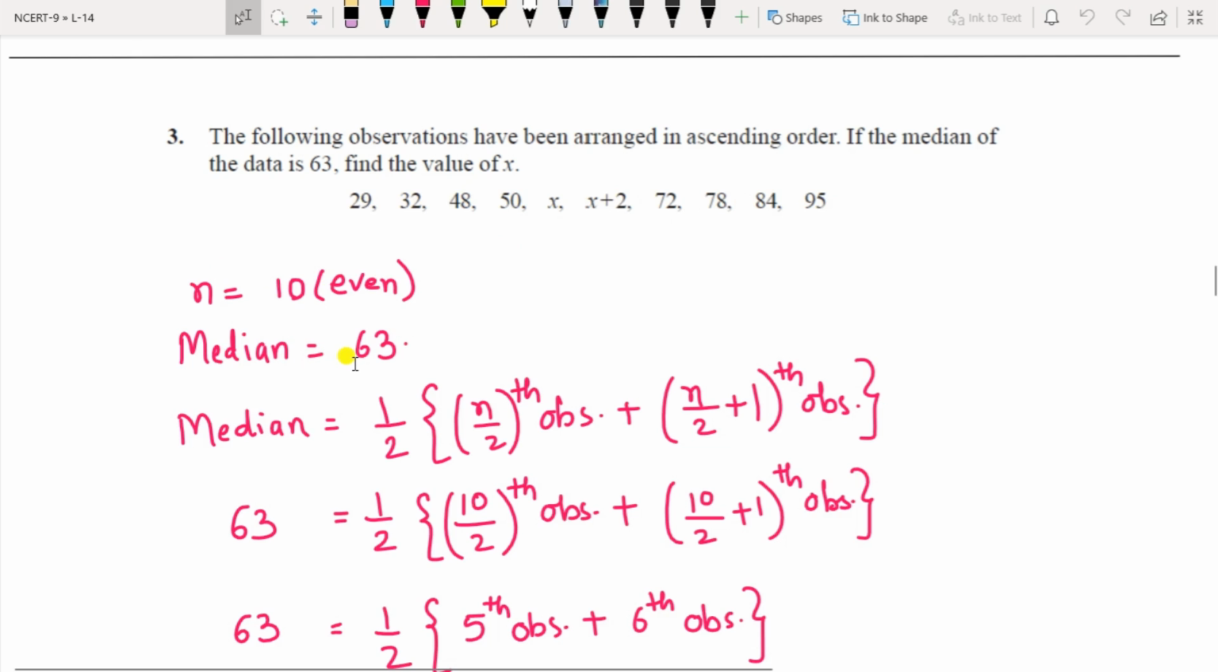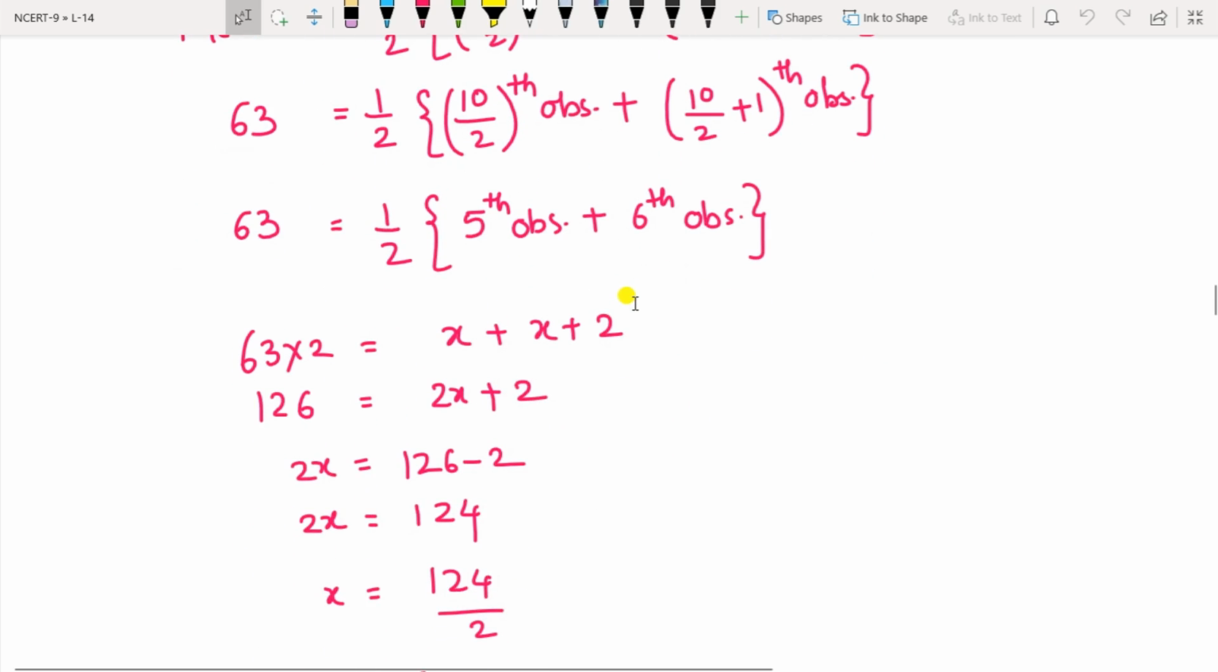Median is given as 63. Since the number of observations is even, write the formula for median for even observations: half of the n by 2th observation plus the n by 2 plus 1th observation. Substitute n equal to 10 and you get the 5th and 6th observations. The 5th and 6th are x and x plus 2. In place of the 5th observation write x, and in place of the 6th observation write x plus 2. The 2 will move to the other side, so on the left hand side it becomes 126 equal to 2x plus 2.